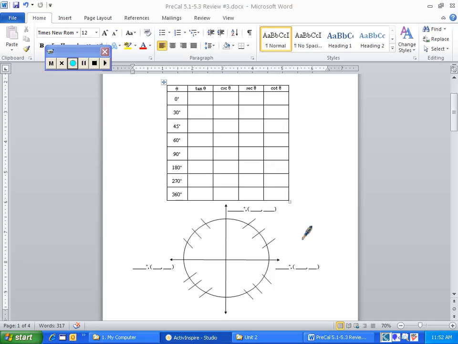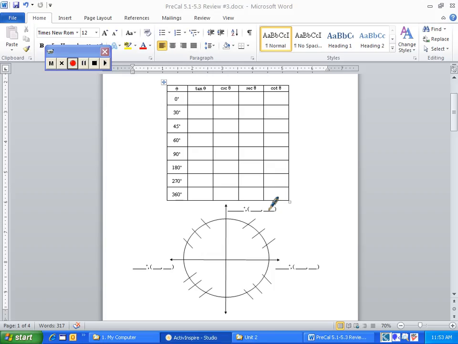Now the coordinates for 30 are square root of 3 over 2, 1/2, square root of 2 over 2, comma, square root of 2 over 2, and 1/2, comma, square root of 3 over 2. I know this is kind of hard to see. For 0, the coordinates are 1, 0, and for 90, the coordinates are 0, 1. This is the only section of the unit circle I will fill in for you, because everything else you should be able to fill in on your own.